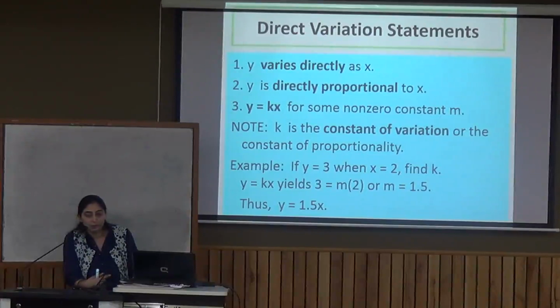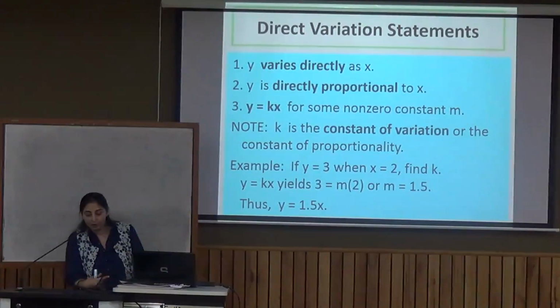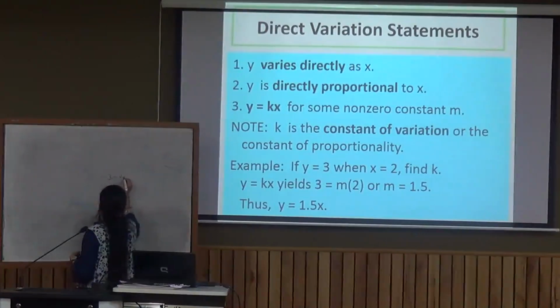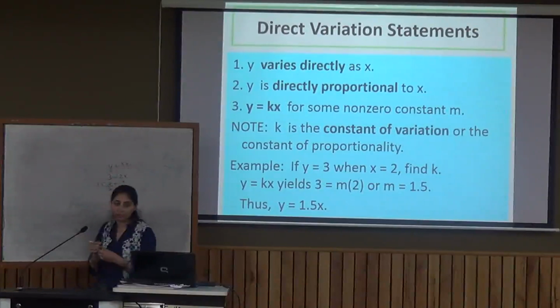Now there is an example given. If y is equal to 3 when x is equal to 2, then what will be the value of k? We can write this in the form 3 is equal to kx. Here x is 2. So we can write that 3 is equal to 2k. So the value of k comes out to be 1.5.